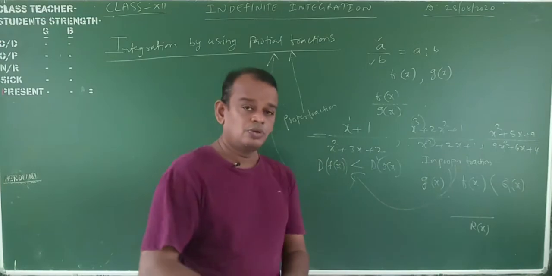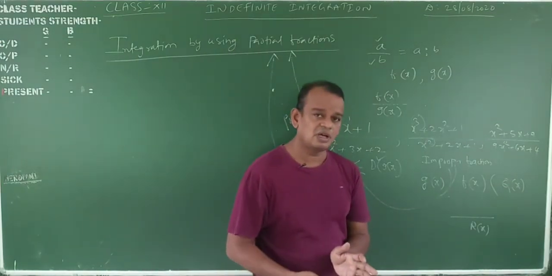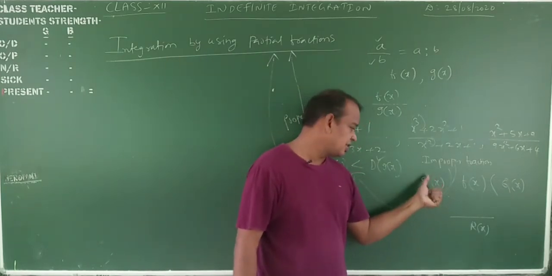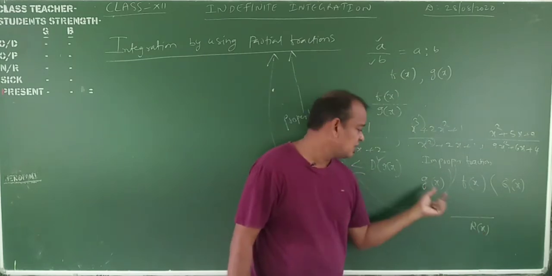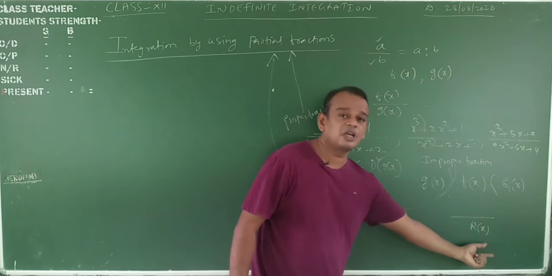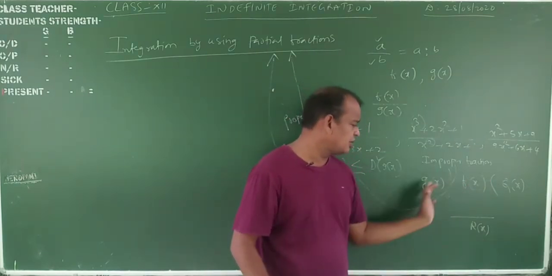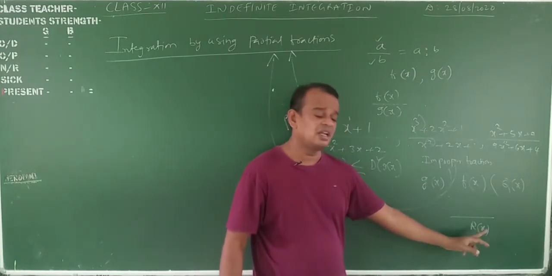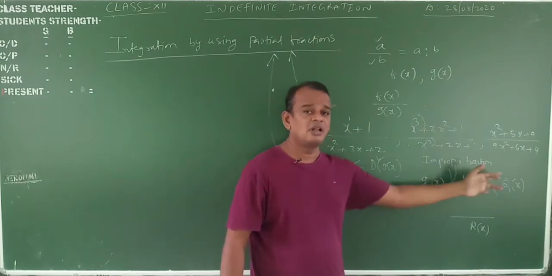We will divide up to the point where this degree is less than this degree. For example, suppose this degree is x square and this degree is x, we will stop there. That means the degree of g of x is greater than the degree of r of x. Okay, my dear students. Continue the division until the degree of the remainder is compulsorily less than the degree of g of x. This is called the long division process.